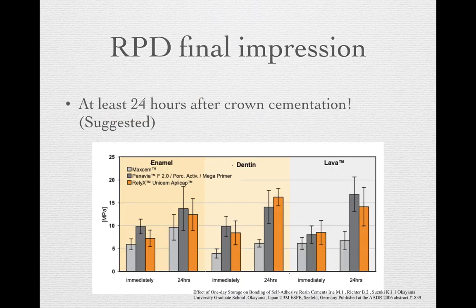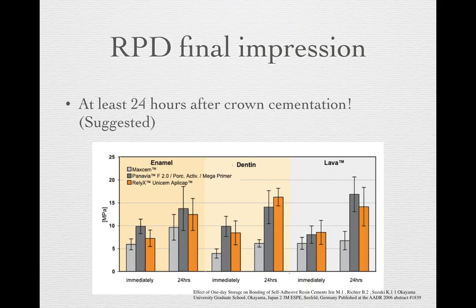The last will be if everything is fine, then you will start to follow the routine crown delivery procedure, like checking the proximal contact, checking the crown margin thickness with the x-ray, and checking the occlusal contact with the articulating paper, as you've been told in the crown and bridge lectures.